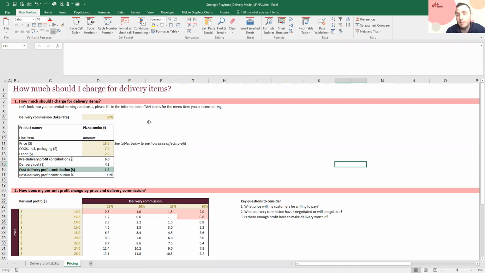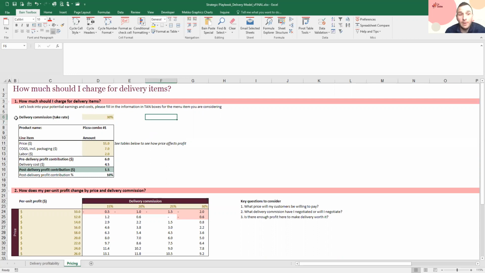Again, there's not one size fits all for every business. And so you should play around with this to understand what might make sense as you're considering how to charge for your different menu items. The items in tan are those that you should tweak, and then everything else should auto-populate based on pre-aligned formulas so that you can understand how things like delivery commission and the price you charge should impact your profit per unit and what your total profit will be based on the number of units you sell.